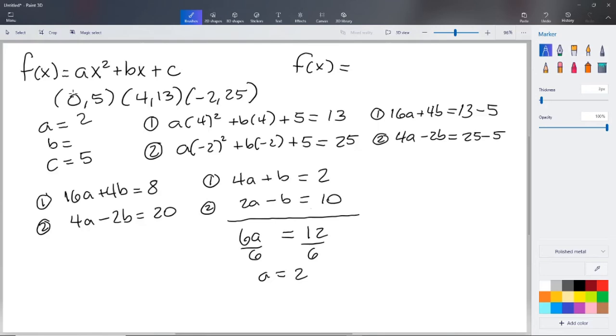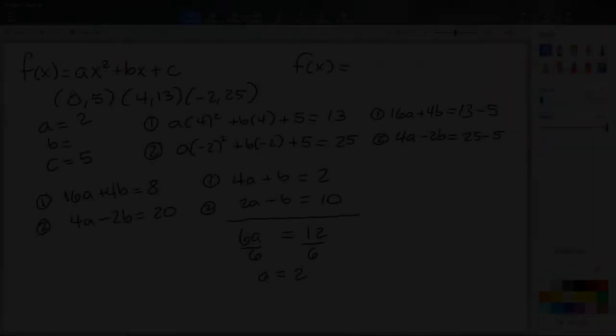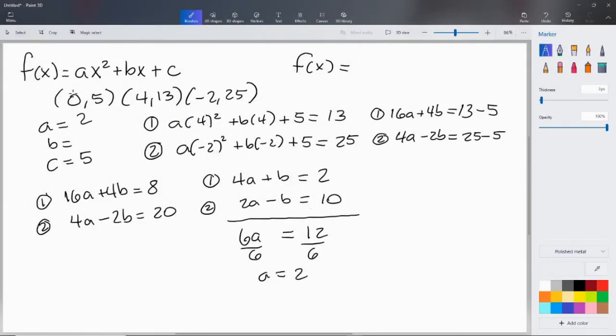And the other great news about this is that once we find a, we can use that to now find the last thing, our b. So what we do is we pick either equation 1 or 2, and it doesn't matter which equation you pick. I like 1 in particular because the b is already positive. So I'm going to take this a equals 2, and I'm going to substitute that into this a right here on equation number 1.